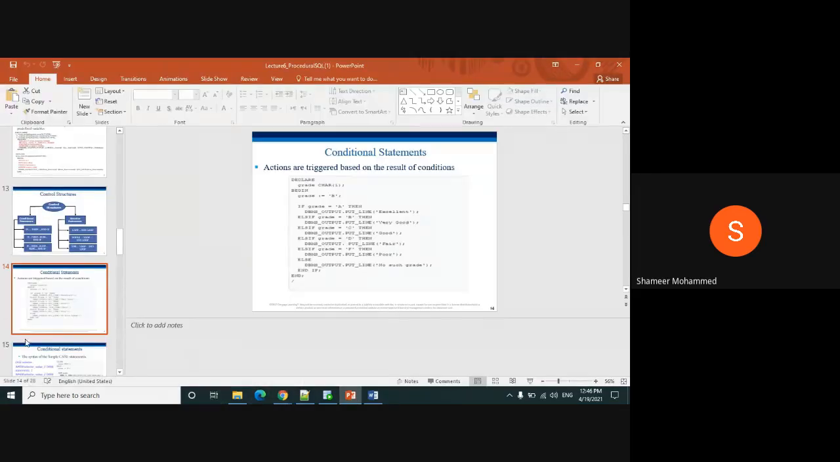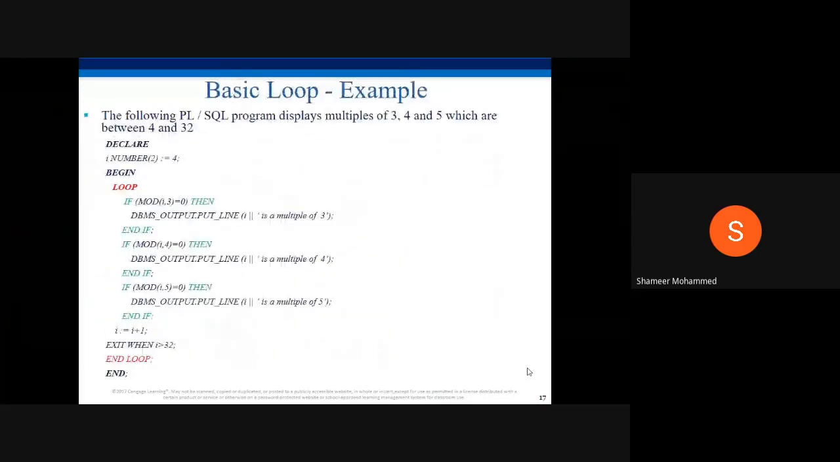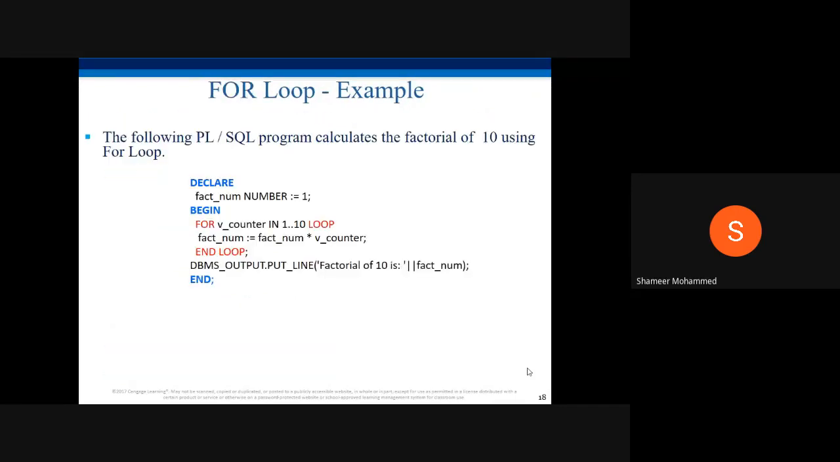So the for loop is that one. So this also you can practice. This is to find the multiples of 3, 4, 5 between the numbers 4 and 52. Okay. So this is the same example that I showed you now, factorial of 10.